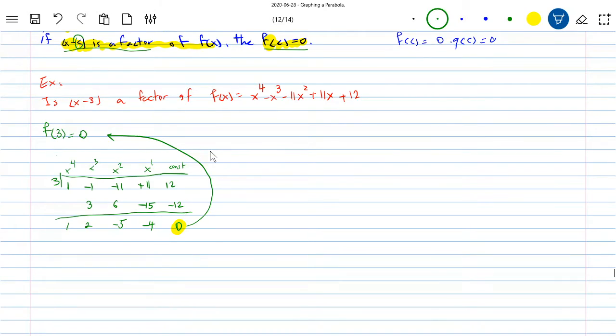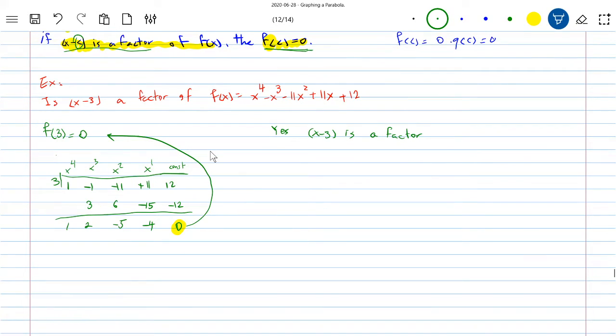So what does it tell me? It tells me that since f of c is 0, x minus c is a factor. Therefore I can say yes, x minus 3 is a factor.